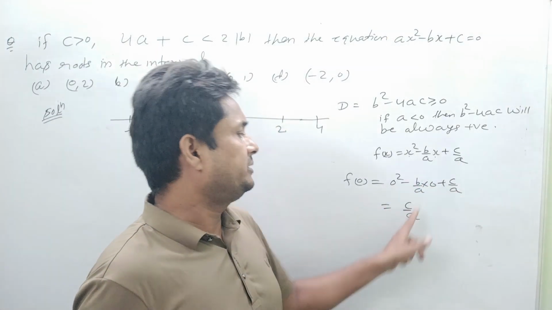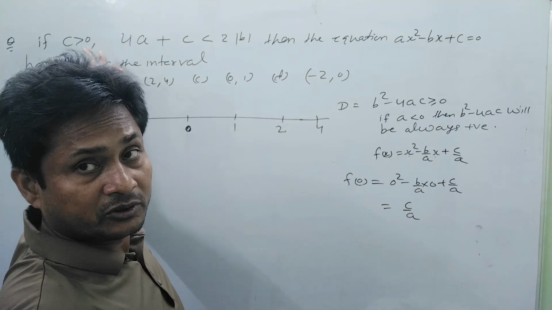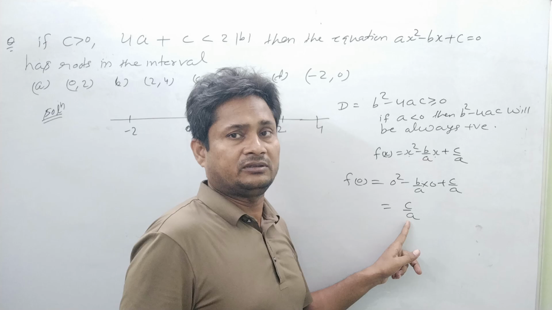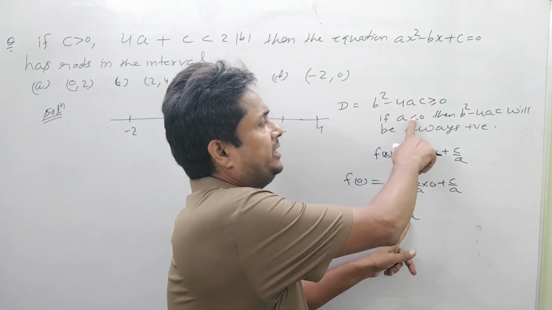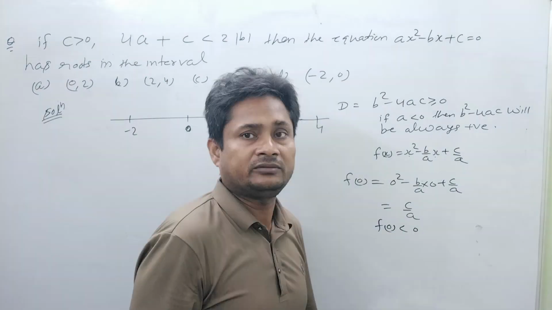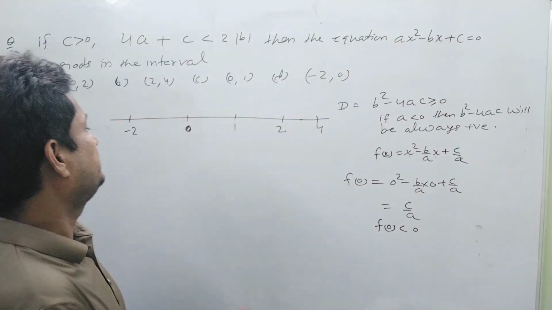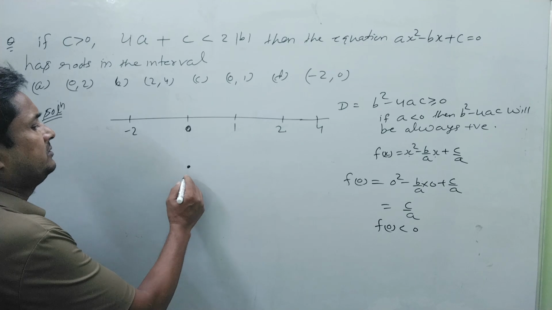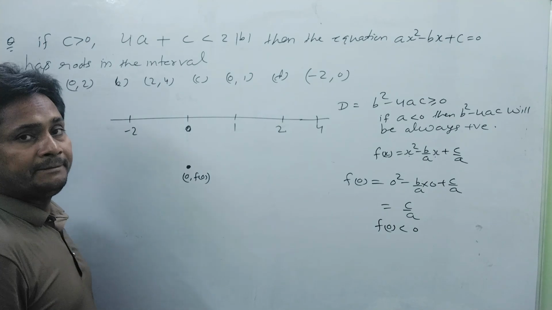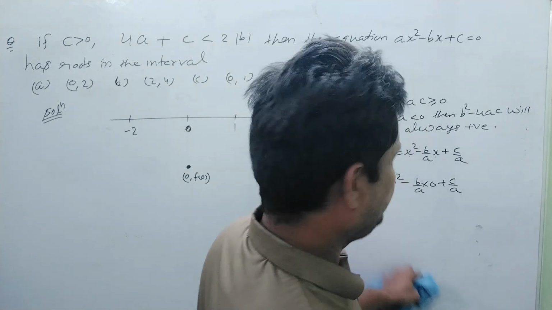And if a is negative, c is already given as a positive number. If a is negative and c is positive, then f of 0 will always be less than 0. Right? So f of 0 is negative. So we can mark the point here, 0 comma f of 0. This is a negative number. Now find out the values of f of 1, f of 2.